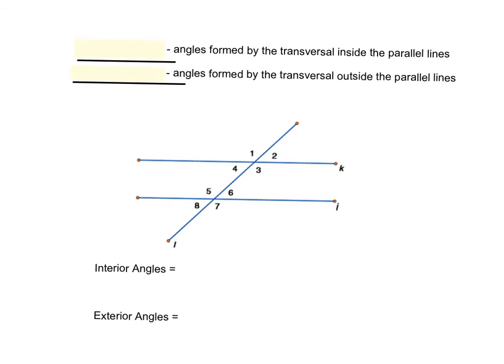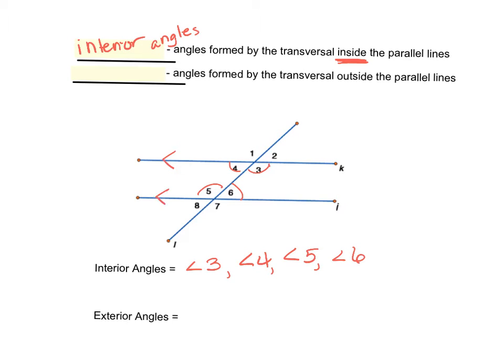All right, so first, angles formed inside the parallel lines are known as interior angles, which makes sense. Interior is inside the house. So interior angles are angles 3, 4, 5, and 6. Angle 3, angle 4, angle 5, and angle 6. Because line K and line I are parallel lines, a lot of times it's easier if you trace your parallel lines. And then this is my transversal.